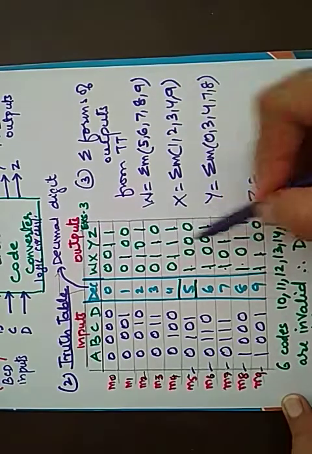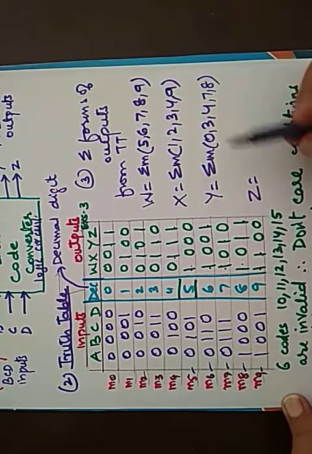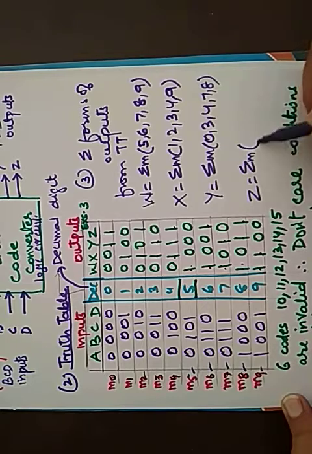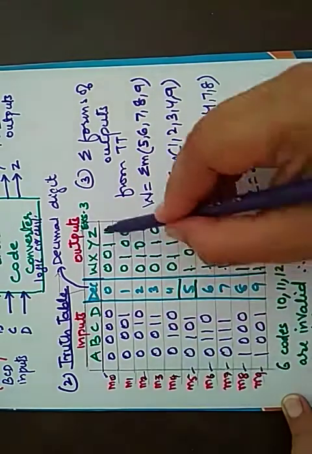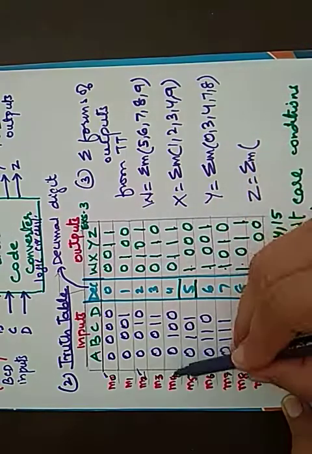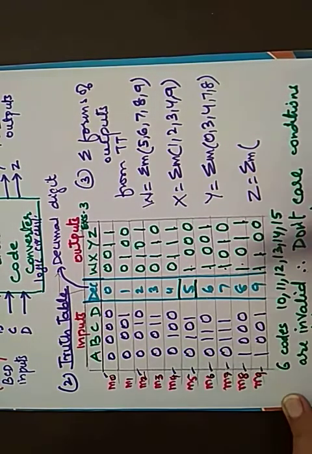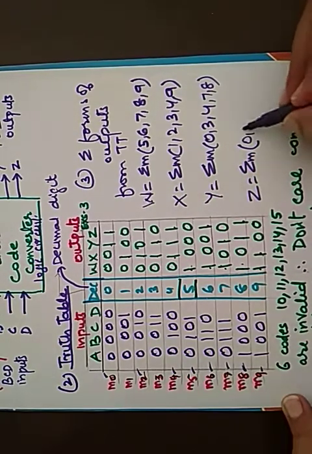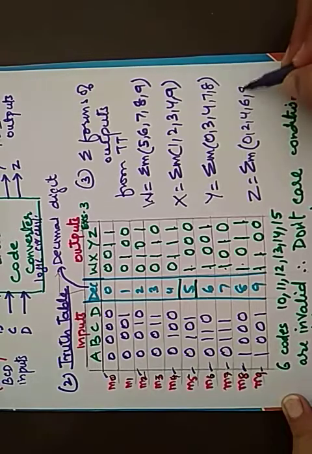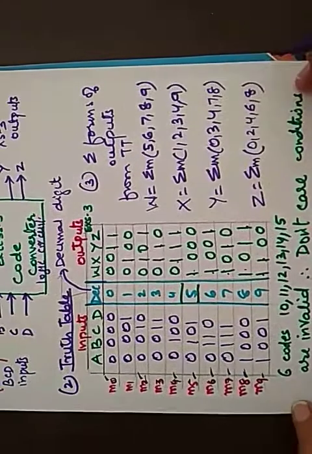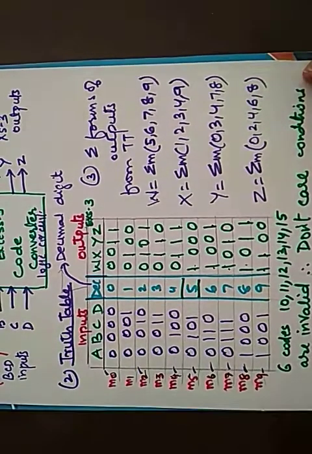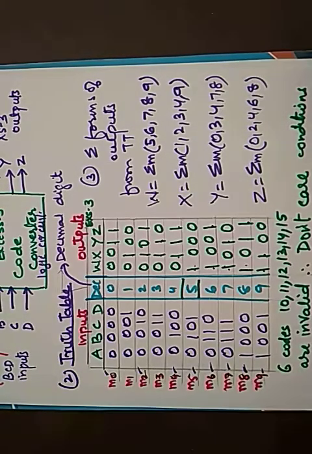0, 3, 4, 7, 8. Similarly, the last one, Z, has a 1 at 0, 2, 4, 6, and 8. So this second step is writing the sigma form outputs from the truth table for all the 4 outputs.